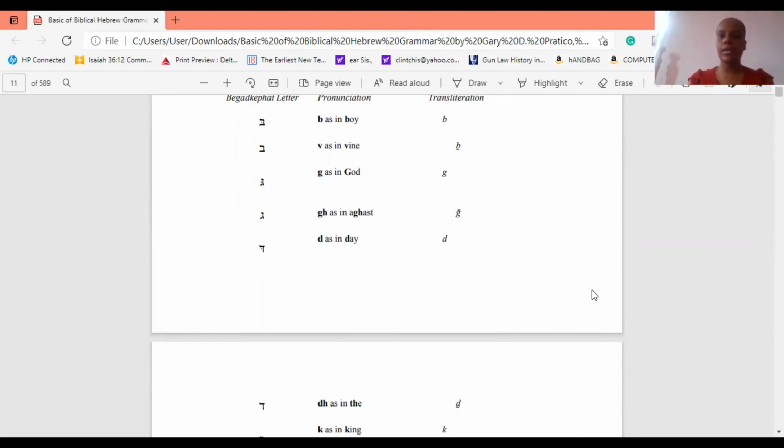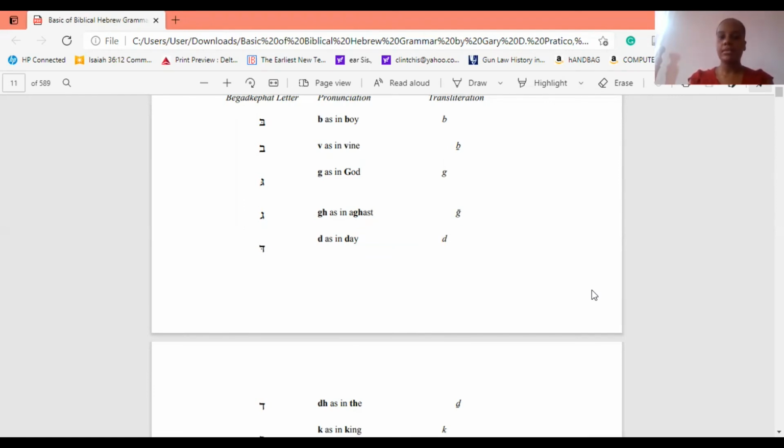Let's go through the Begadkefat consonants. So there's Beit with the Dagesh Lene, B as in boy, and without, the pronunciation is V as in vine, and the transliteration for the one without Dagesh Lene is B with the horizontal line below, or some books have BH. The next Begadkefat consonant is Gimel. With the Dagesh Lene, it is G as in God. Without the Dagesh Lene, it's GH as in Agas. And the transliteration is G with a horizontal line above it, or GH.